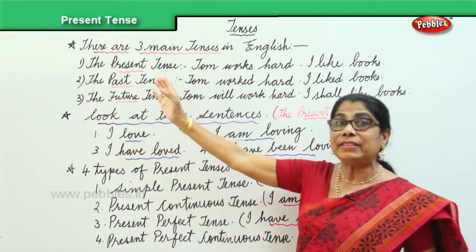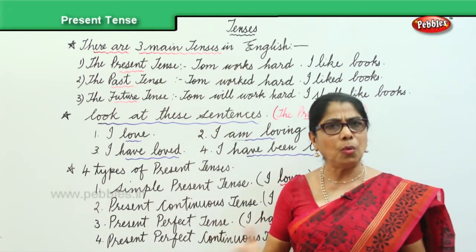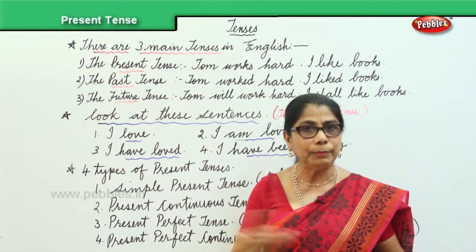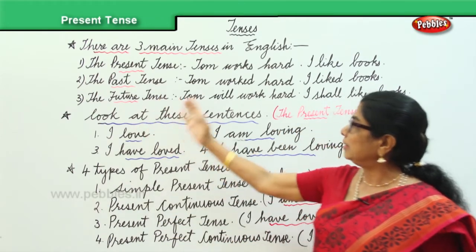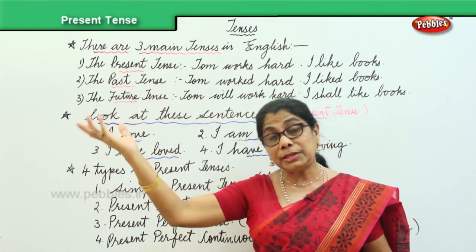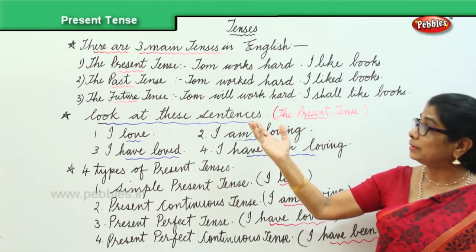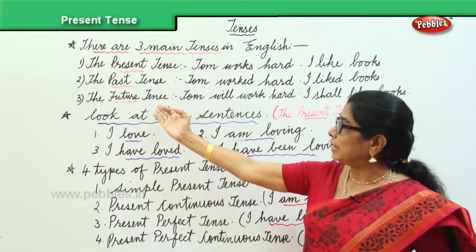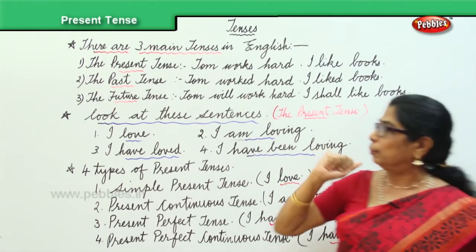And in the present tense, I have given you two examples. Tom works hard. Present. I like books. Present. What's happening? Now. The past tense. Tom worked hard. He finished doing. Past. It is over. I liked books. So that is the past tense. And the third main tense is the future tense. Tom will work hard. I shall like books.